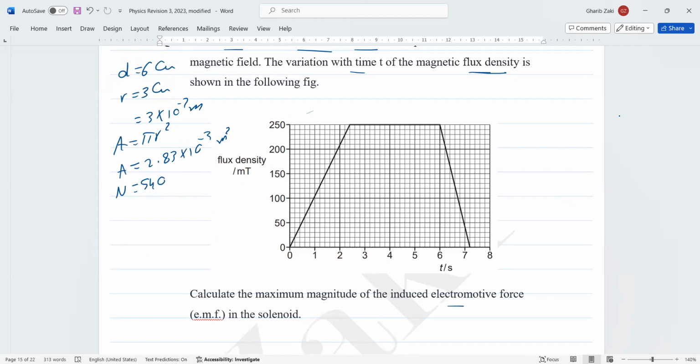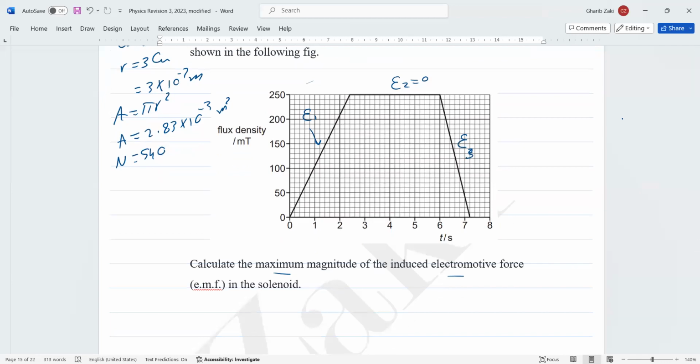Now, follow me. Here we have EMF. But in this one, EMF equals 0 because there is no change in flux density. We have E1 and E2. He said maximum. Which line is steeper than the other? E3, is it? This one. So we need to calculate the slope. But first of all, we talk about EMF.